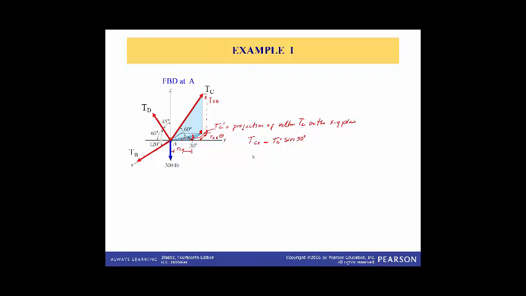Now what is TC prime? TC prime is related to TC in this other triangle that I have here. So TC prime would be equal to the magnitude of vector TC times, in this case, the cosine of 60. Combining these two expressions, TCX is going to be equal to TC cosine of 60 times sine of 30.